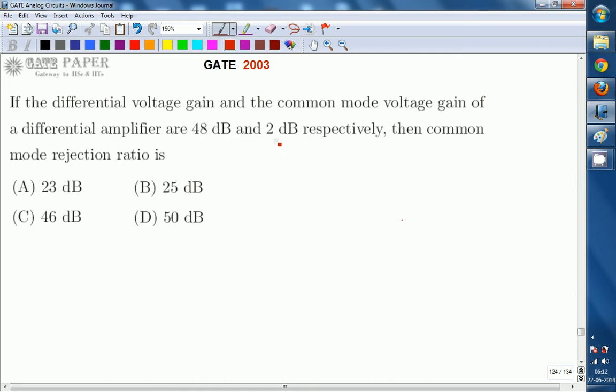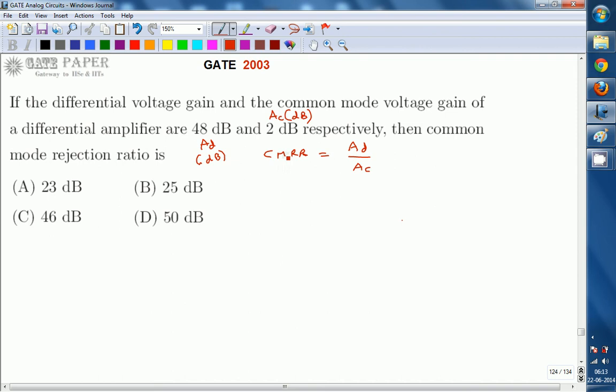CMRR is defined as the ratio of differential mode gain to common mode gain, AD by AC. AD is given as 48 decibels and AC is given as 2 decibels. But in this formula, AD and AC are in general decimal values, so you cannot use 48 decibels and 2 decibels directly in this equation.